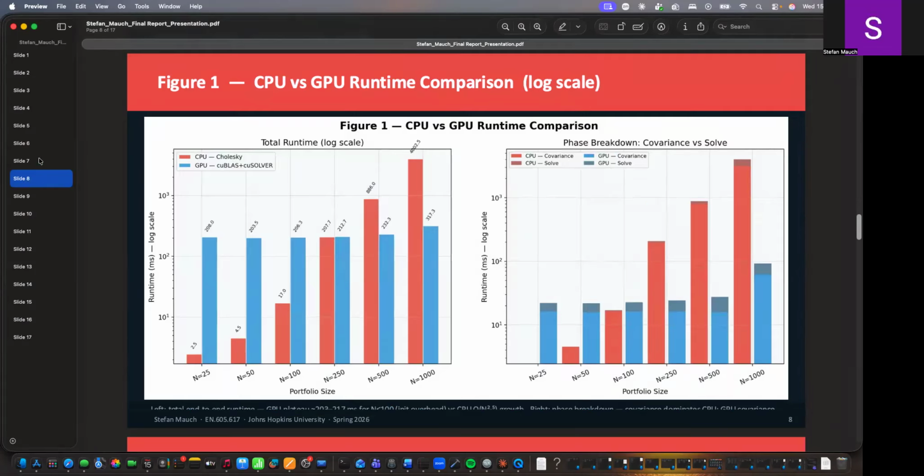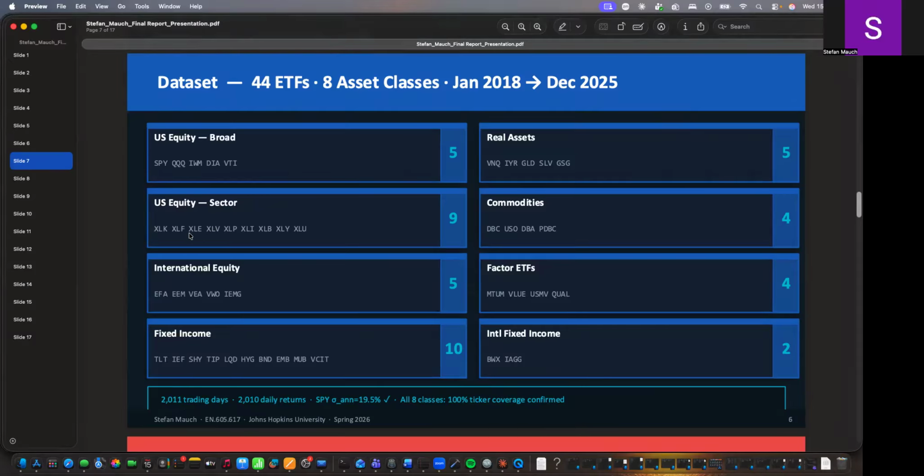the exciting stuff. Since it's about multi-asset class portfolios, meaning multiple asset classes within one portfolio, I've decided the data set to include 44 ETFs, meaning exchange traded funds, spanning around 8 asset classes. So we have US equity, international equity, fixed income, real assets, commodities, factor ETFs, and international fixed income.